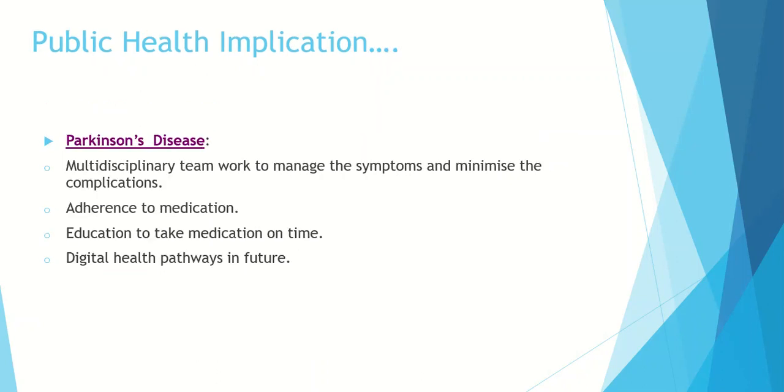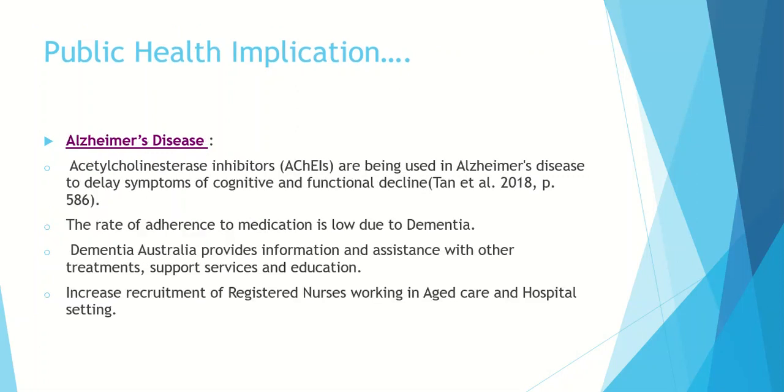So for Parkinson's disease, as we all know, Parkinson's disease is not curable. All we can do is manage the symptoms and minimize its complications. So there should be multidisciplinary teamwork to do that. Likewise, adherence to medication is very important in Parkinson's disease. So we need to give education to the family, to the carer, and to the individual themselves to take their medication on time and to notify about side effects of not taking the medication. Likewise, digital health pathways in future are always a great hope for Parkinson's disease.